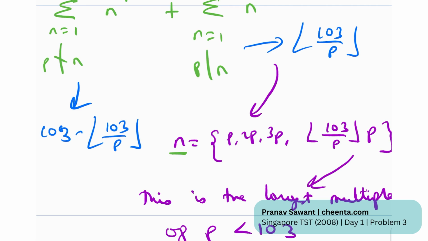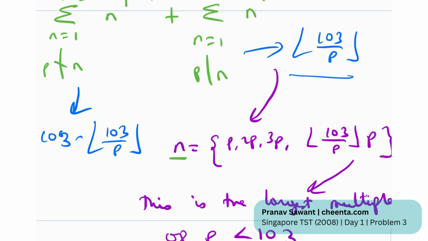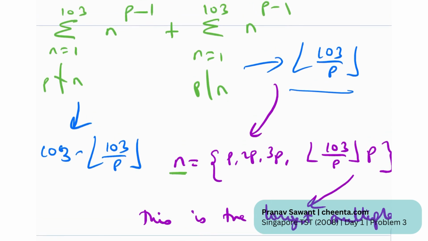Because in total, when you take the union, you need to get 103 elements. So you have the floor of 103 by p for this summation, and for the other summation you would obviously have 103 minus that quantity, because when you take the union, you need to get the original sum. So we have 103 minus floor of 103 by p elements over here.